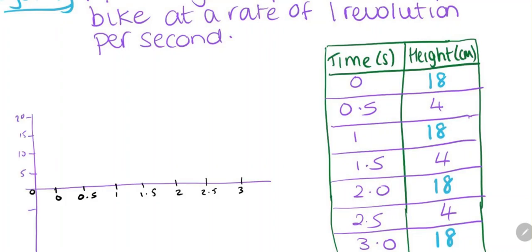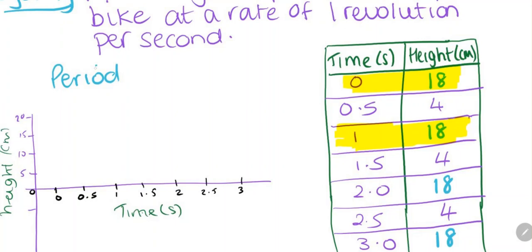Okay, so we've drawn our axes, and this is going to be the height. So we're going up in 5s, and then across the bottom is our time in seconds. So let's have a look at our diagram. So 0, 18, and then 1, 18. So this is our full cycle. So the period is from 0 to 1, so the period is just 1.